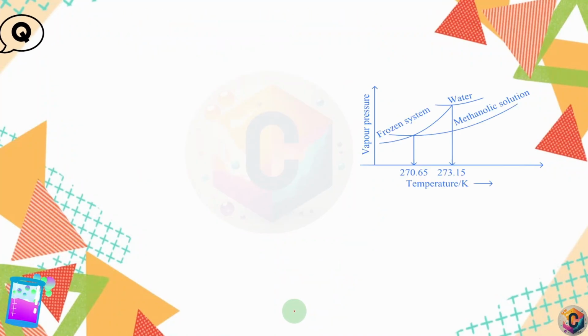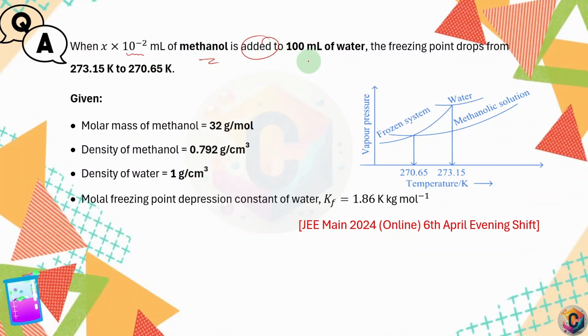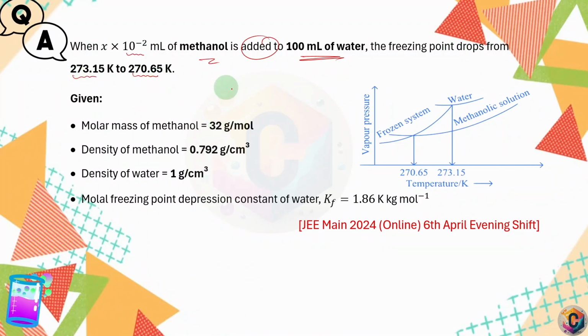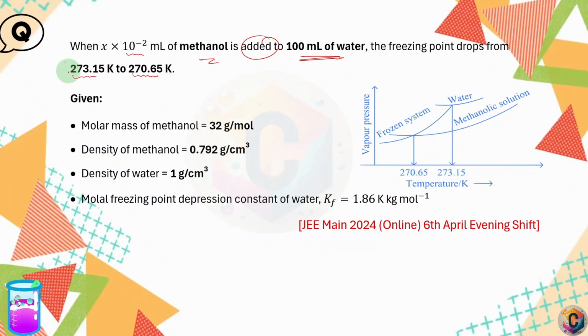Let's go to the next question. X into 10 power minus 2 ml of methanol is being added to 100 ml of water. The freezing point drops from 273.15 to 270.65. So the graph is given. From the graph I have converted the data.